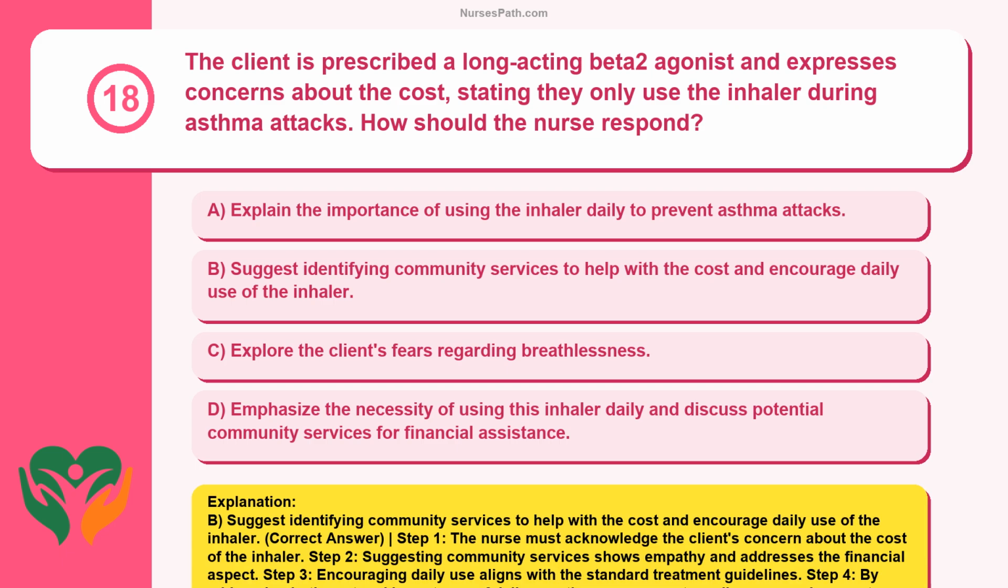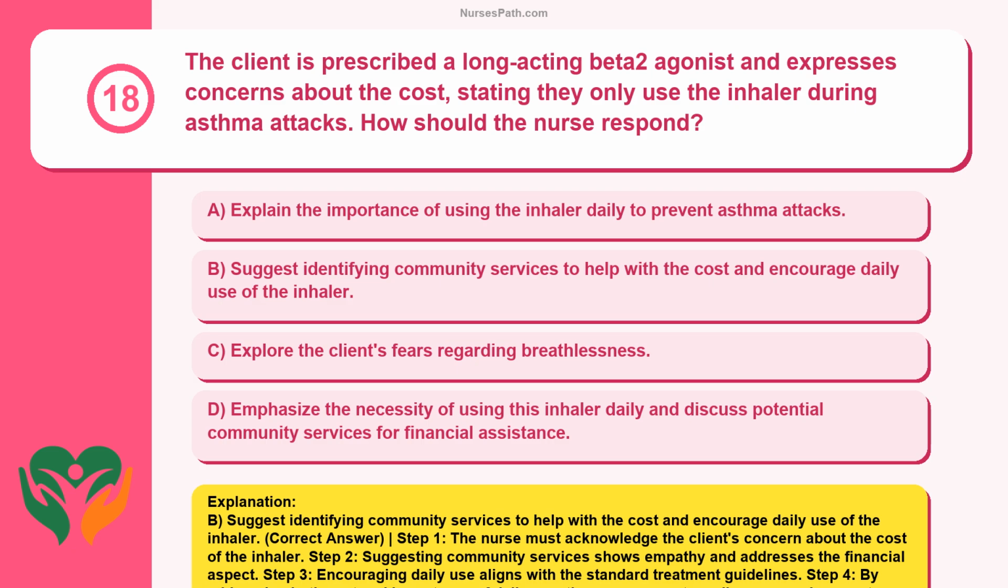B. Suggest identifying community services to help with the cost and encourage daily use of the inhaler. Correct answer. Step 1. The nurse must acknowledge the client's concern about the cost of the inhaler. Step 2. Suggesting community services shows empathy and addresses the financial aspect. Step 3. Encouraging daily use aligns with the standard treatment guidelines. Step 4. By addressing both cost and importance of daily use, the nurse promotes adherence and support.